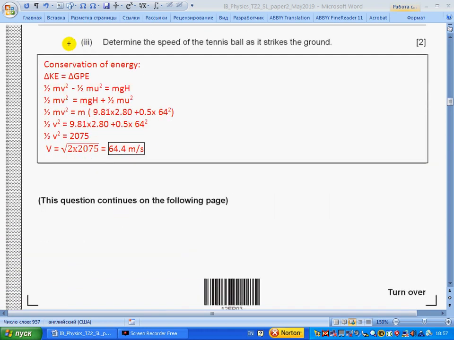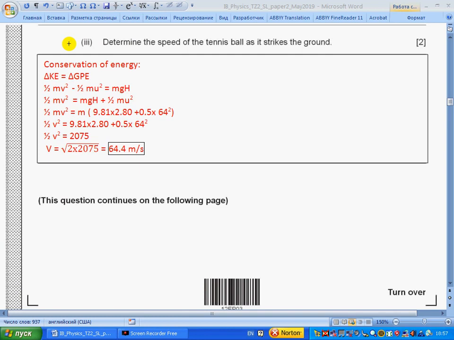This is a bit tricky question. Determine the speed of the tennis ball as it strikes the ground. Although they ask for speed, we should find the velocity. They don't ask about the horizontal component or the vertical component. They ask about the total speed.